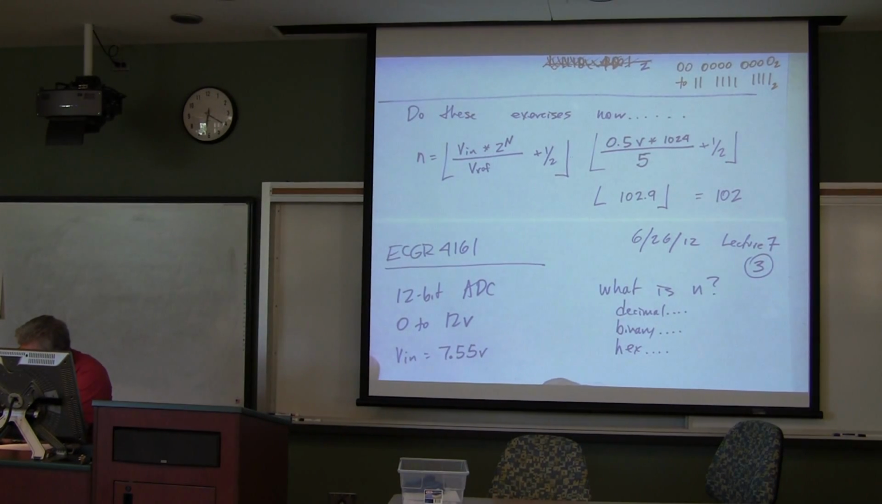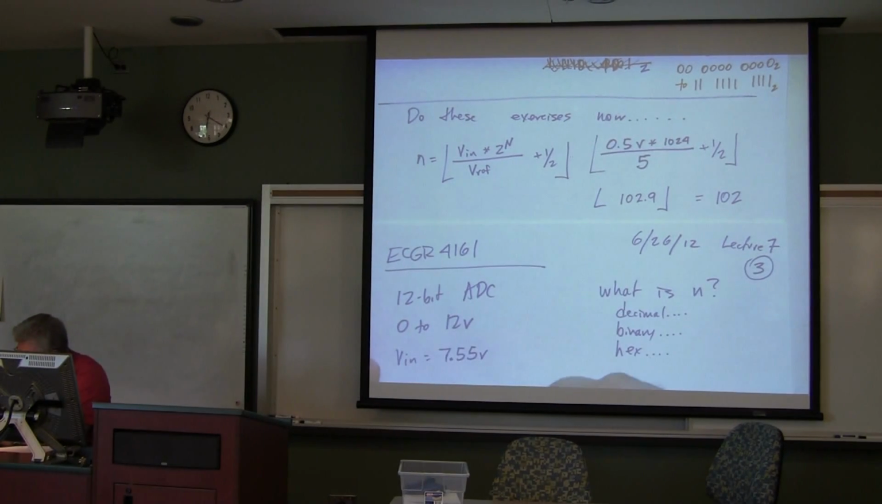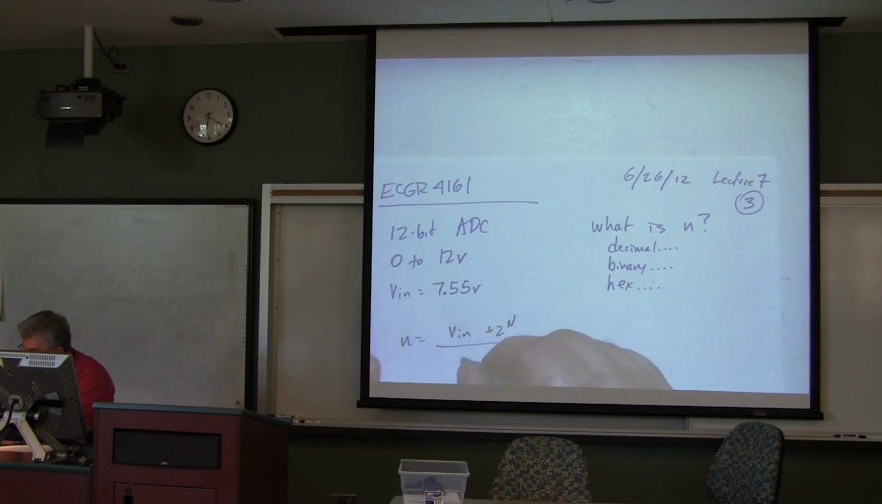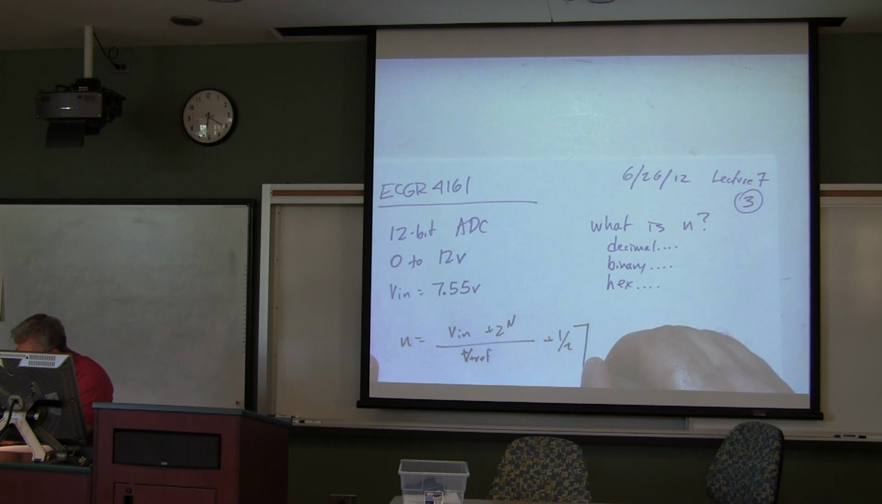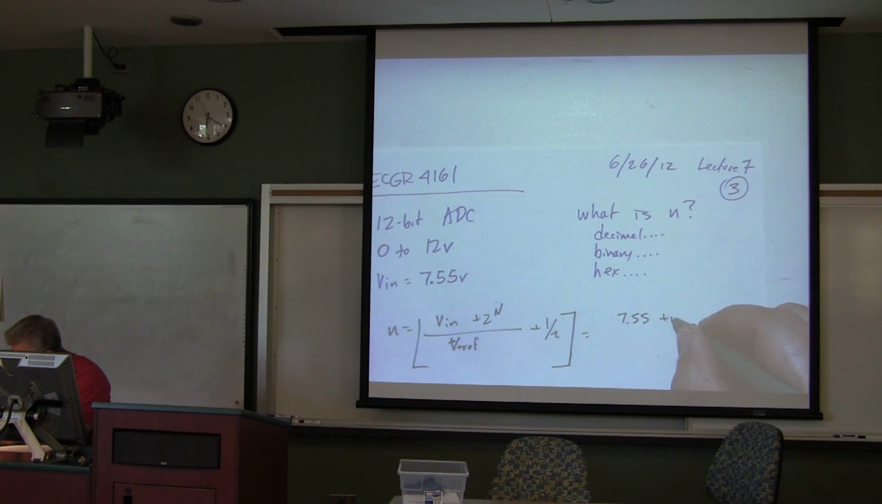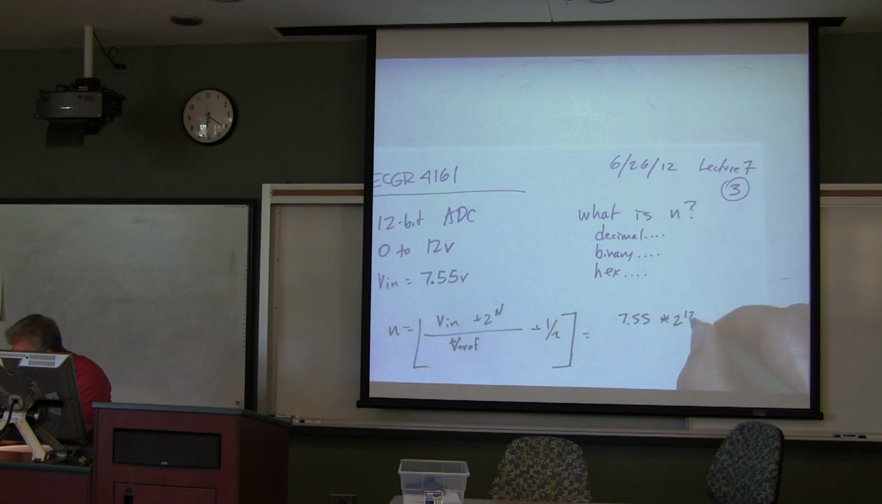N is equal to Vin times 2 to the N over Vref plus 1/2. So that will be 2576. That is equal to 2576. 7.55 times 2 to the 12th over 12 volts plus 1/2.